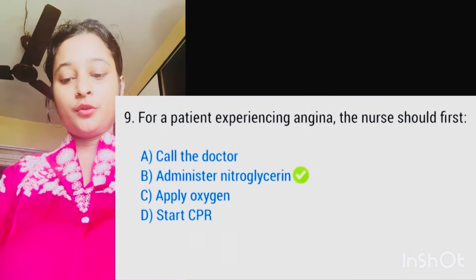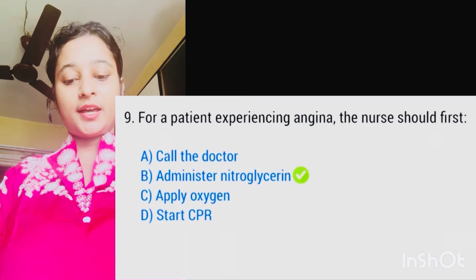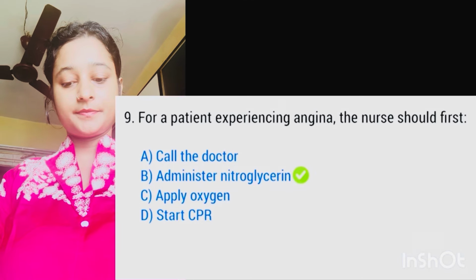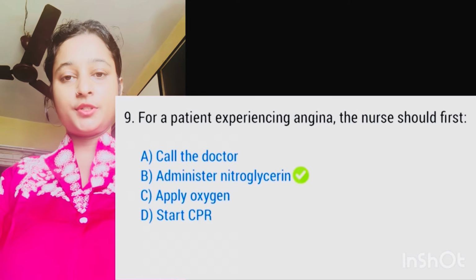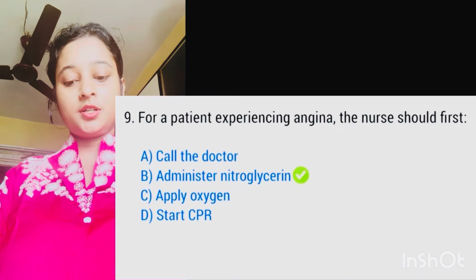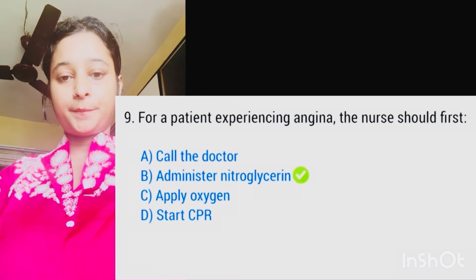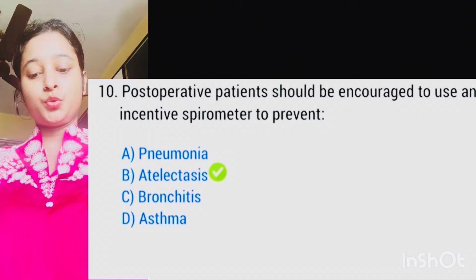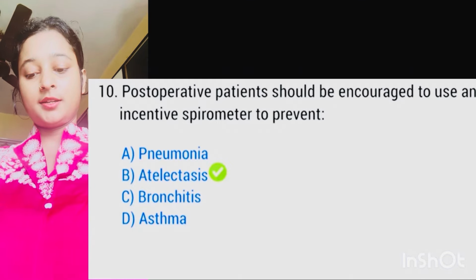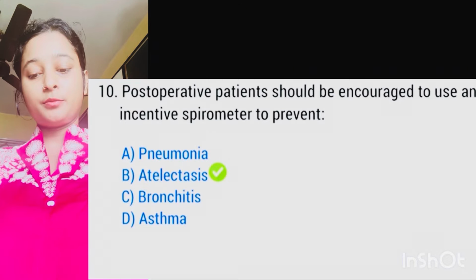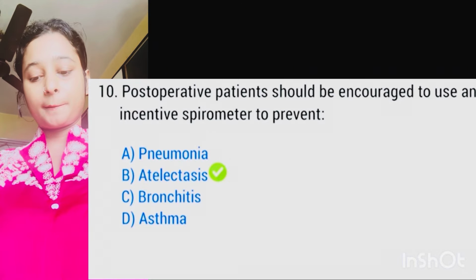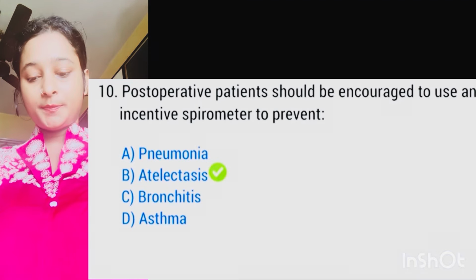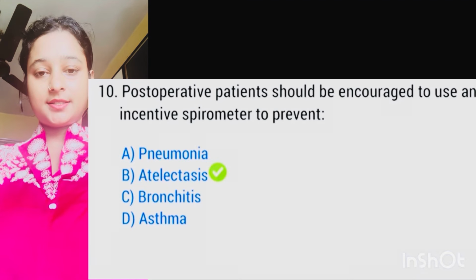Question number 9. For a patient experiencing angina, the nurse should first? Here, correct option is option B, administer nitroglycerin. Question number 10. Post-operative patient should be encouraged to use an incentive spirometer to prevent? Here, correct option is option B, atelectasis.